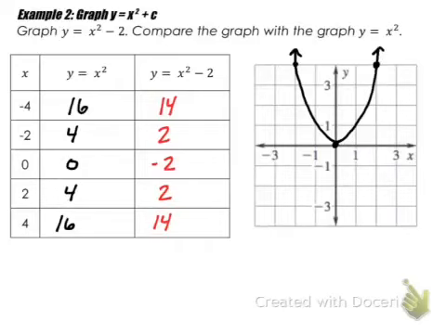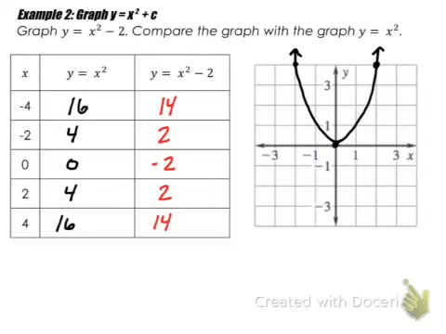Again, if you're confused about how I got these points, I substituted -4 into my function. So -4 squared is 16, minus 2, you get 14. -2 quantity squared is 4, minus 2 is 2. 0 squared is 0, minus 2 is -2. 2 squared is 4, minus 2, you get 2. And so on and so forth. 4 squared is 16, minus 2 is 14, excuse me.